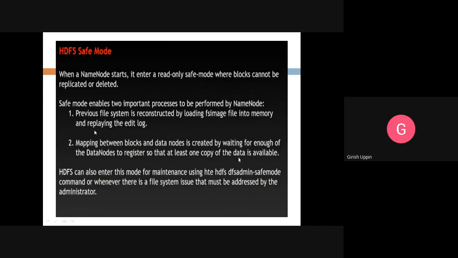And the second thing is, whatever changes happened before it went down would be in the edit logs, the edit files. It will take those edit files and replay them. It will apply all those changes on top of this memory. First it will load the fs image, and on top of that it will apply the changes that happened in the edit log, so that we will have the exact state before the name node shut down.